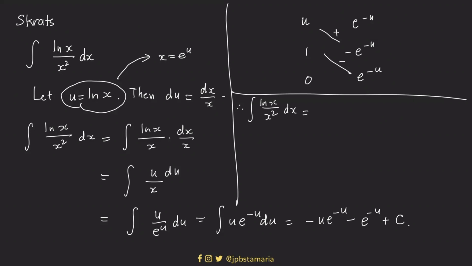Okay. Ano bang minus u? Minus u is minus ln of x. Ang e to the minus u is 1 over x. Di ba? Ang e to the minus u ay 1 over x. Reciprocal siya ng x. So, paano natin ibabalik sa dati? E to the minus u is 1 over x. So, this is minus ln x over x. Ganyan. Tapos, e to the minus u is 1 over x plus c.